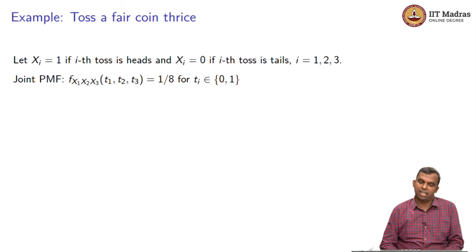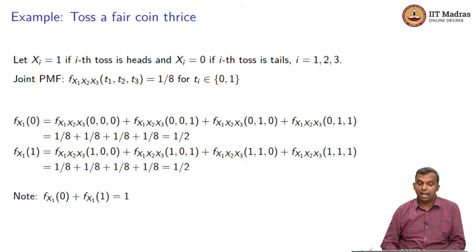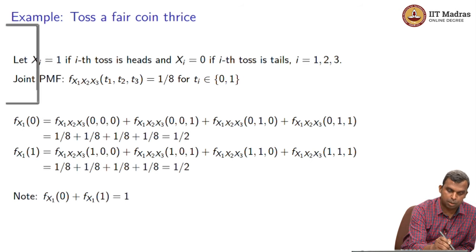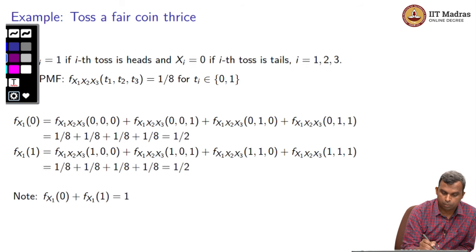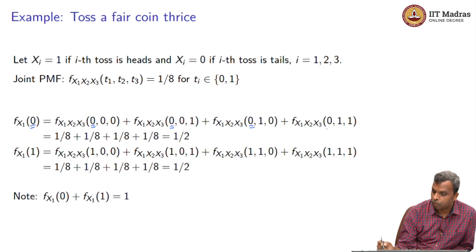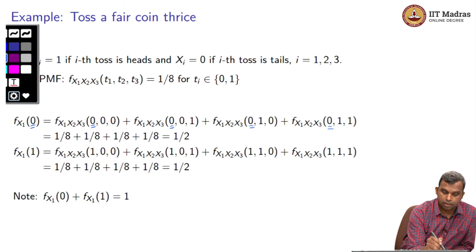I'm going to toss a fair coin thrice. It's a fair coin, and x1 is the indicator for the first toss being heads, as usual. x1, x2, x3 are 1 and 0 for the first toss, second toss, third toss, respectively. We've seen the joint PMF before. This is just 1 by 8. If you want to look at the marginal, say fx1 evaluated at 0, notice what I'm doing here. I'm keeping the 0 fixed as x1 throughout, and the other variables are varied across; you marginalize them out.